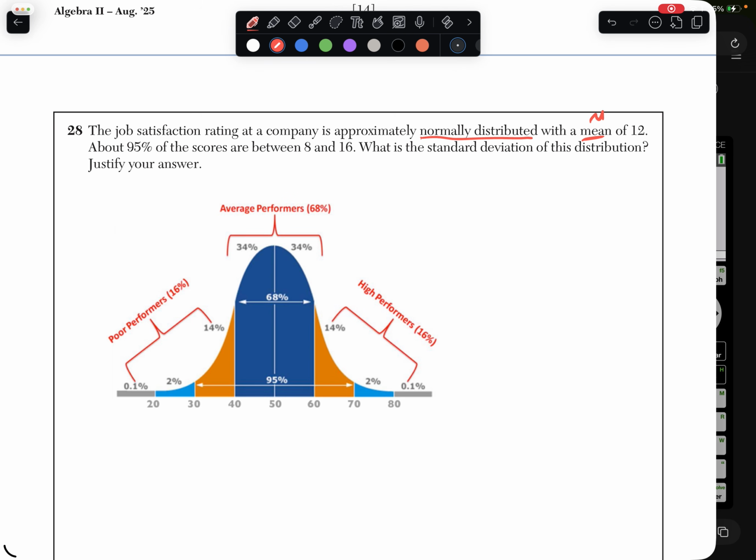So plus or minus 1 standard deviation is equal to 68% of the bell curve. That's the middle 68%. Plus or minus 2 standard deviations is equal to 95% of the bell curve. And then plus or minus 3 standard deviations is 90-something percent. I forgot. It's like 99%. Yeah, it's 99% of it.